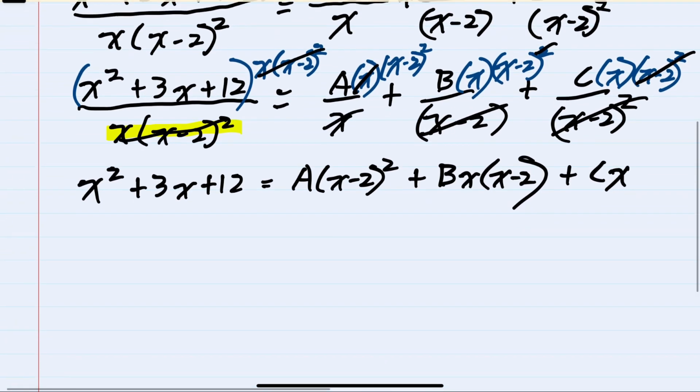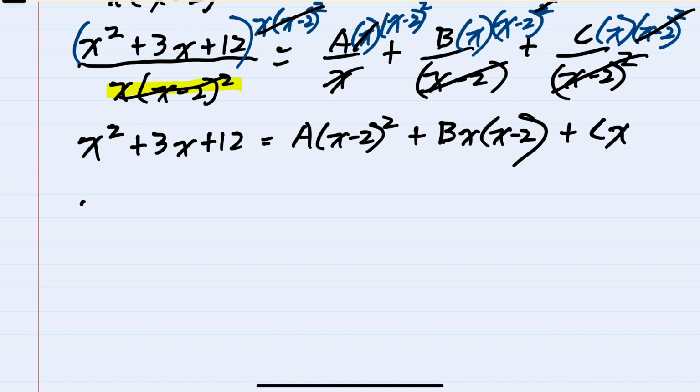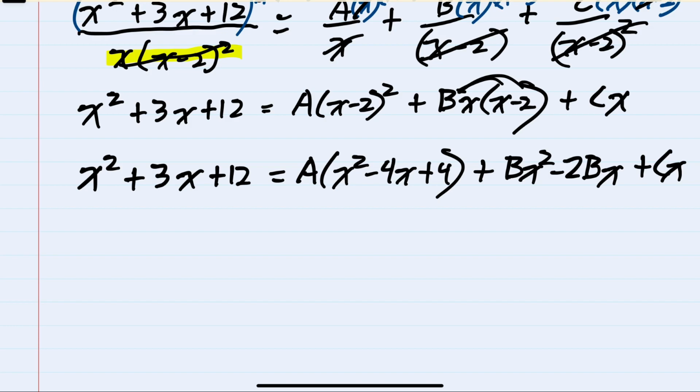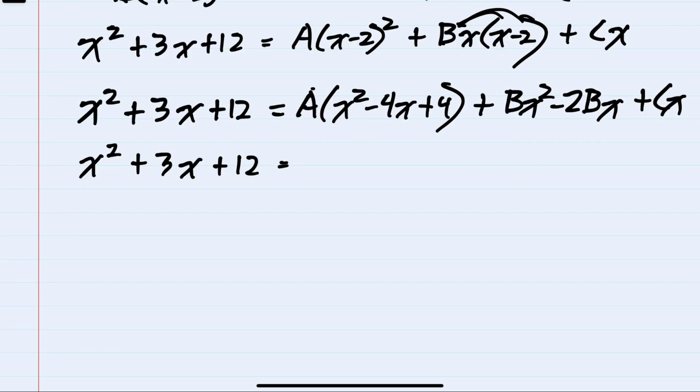I can continue to simplify here on the right-hand side. Multiplying out this (x minus 2) squared, we know that it's x squared minus 4x plus 4. And then multiplying the Bx would give us a Bx squared and then a minus 2Bx. From here, it's not as easy to see values of x that will make terms cancel on the right-hand side. So instead, distributing this A, we have A times x squared. A times negative 4x is a negative 4Ax. And A times a positive 4 is 4A.